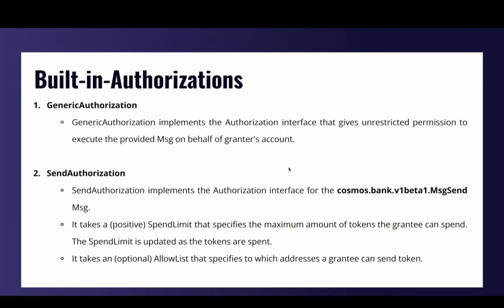In send authorization, let's say I am the grantor. I'll provide the grantee address, the person who is going to be granted, and I will also provide the amount. Let's say I'll restrict the amount to 100 items. So they can send up to 100 items on behalf of my account, and we will also provide the expiration date.